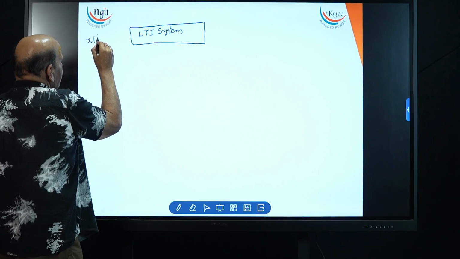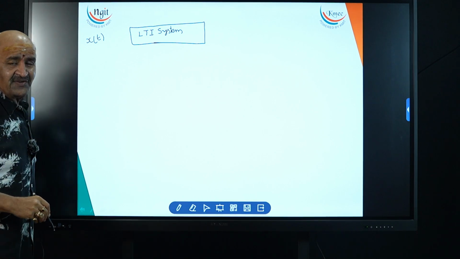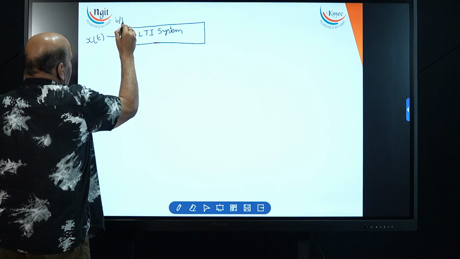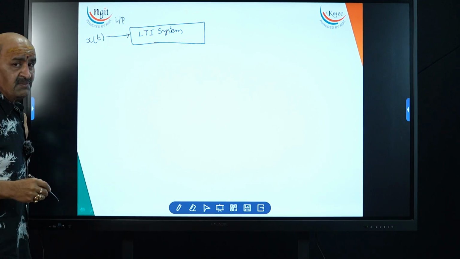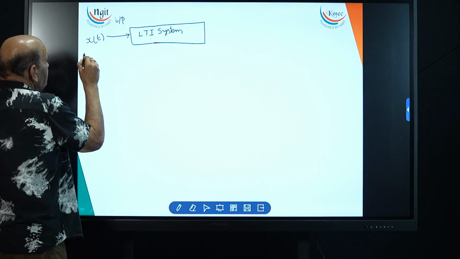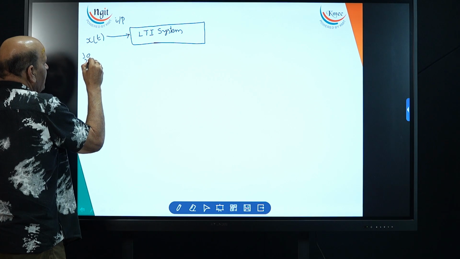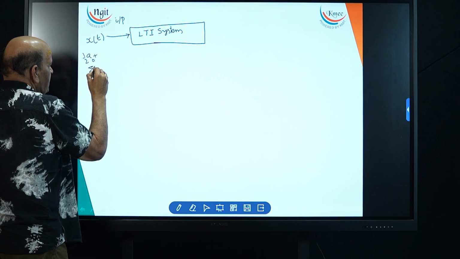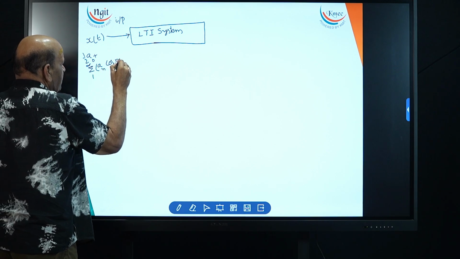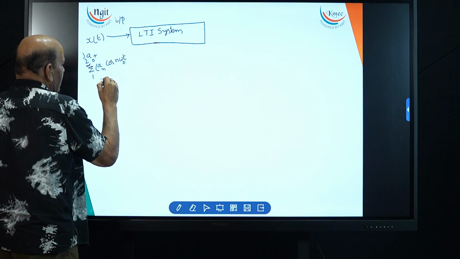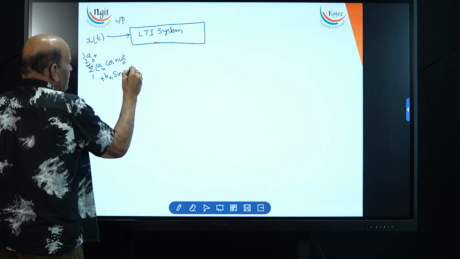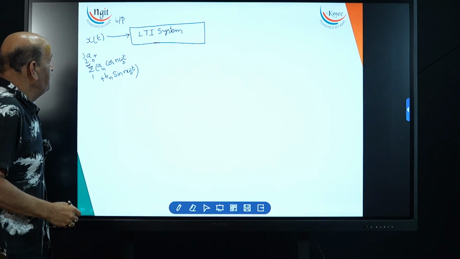Let us consider a signal x of t. Now we are sending this signal into the system. This is the input. We are sending the Fourier series of this signal, that is, a naught by 2 plus summation from 1 to infinity of an cos n omega naught t plus bn sin n omega naught t.